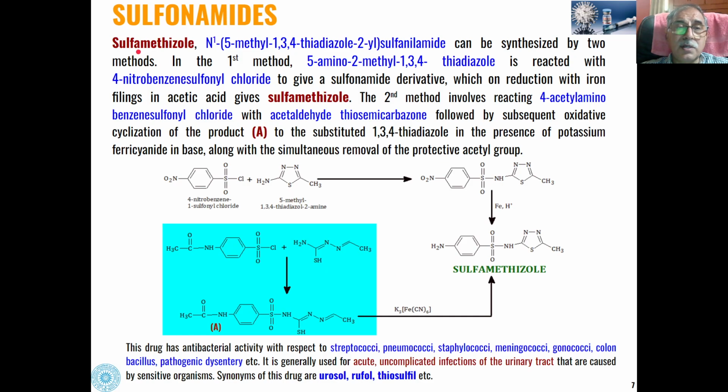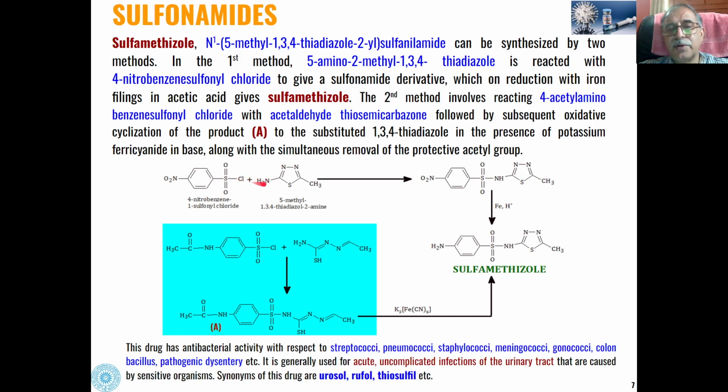The next is sulfamethizole. This drug can be synthesized by two methods. The first method is when 5-methyl-1,3,4-thiadiazol-2-amine is reacted with 4-nitrobenzene-1-sulfonyl chloride, basically Cl from here and H from here.